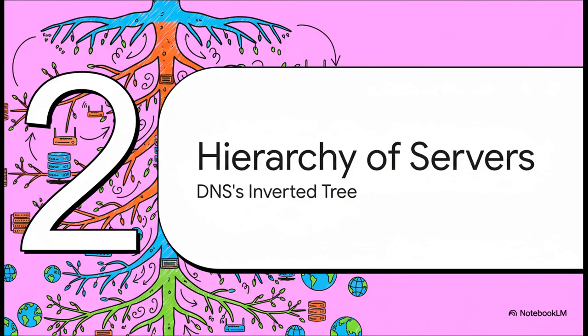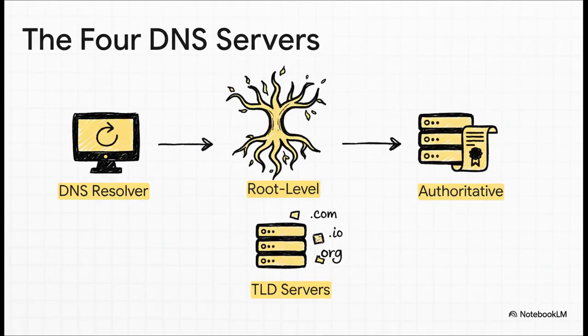Okay, so how in the world do you build a phone book for billions of entries that has to respond almost instantly? You can't just stick it all on one giant server, right? It would just collapse. Instead, DNS is engineered as this massively distributed hierarchical system. The best way to picture it is like an upside-down tree. And this hierarchy has 4 key players. It all kicks off with the DNS resolver. Think of it as your local guide for this journey.